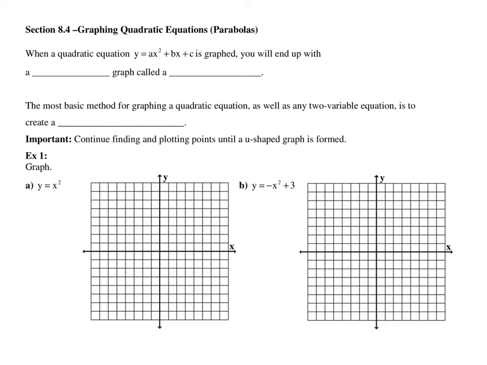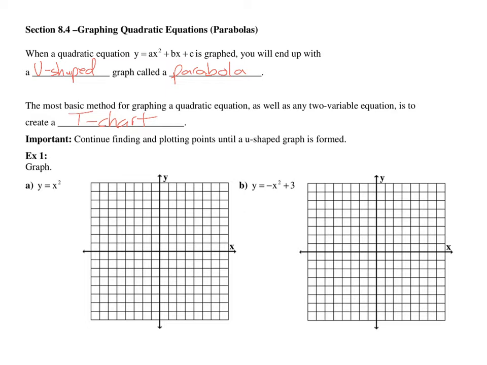All right, starting lesson 8.4, graphing quadratic equations, or in other words, graphing parabolas. When a quadratic equation, y equals ax squared plus bx plus c, is graphed, you will end up with a U-shaped graph called a parabola. Now, the most basic method for graphing a quadratic equation, as well as any two-variable equation, is to create a t-chart.